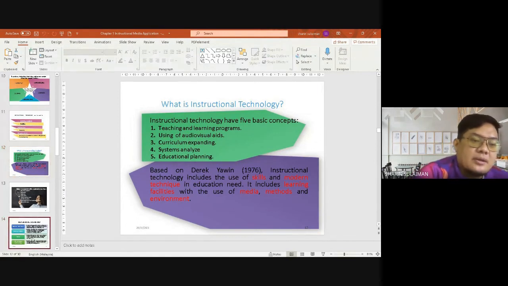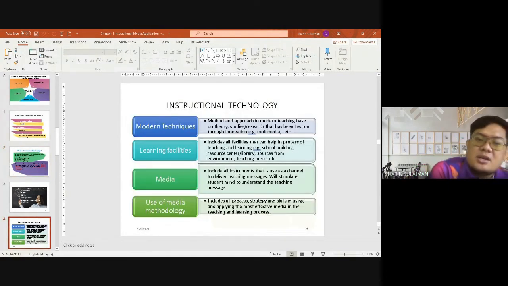Okay, instructional technology, based on Derek Rabin, comprises these elements. First is modern technique. What is modern technique? Methods and approaches in modern teaching based on theory, studies and research that has been tested and proved effective through innovation, for example the use of multimedia in teaching.